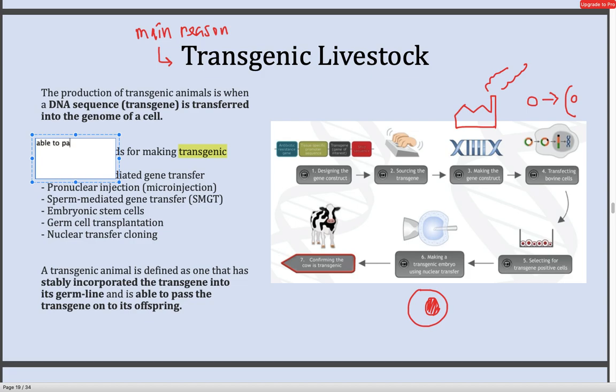So something for all of you to think about is, is that a good or a bad thing? Would you want a transgene to be passed on to offspring, or would you not want an animal to be able to pass on the transgene to an offspring? Something to think about.